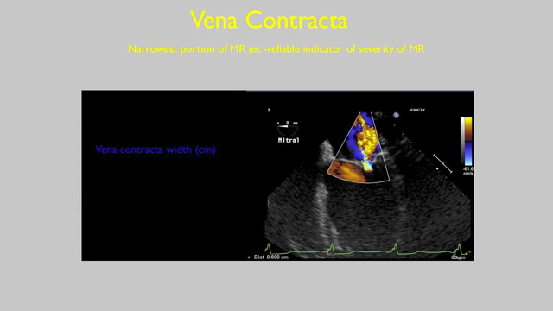The most consistent way to assess the degree of mitral regurgitation is the use of the vena contracta. It is a measurement of the narrowest portion of the jet as it passes through the mitral valve. It is reproducible and relatively load independent. Less than 0.3 centimeters is considered mild, while greater than 0.7 centimeters is considered severe.